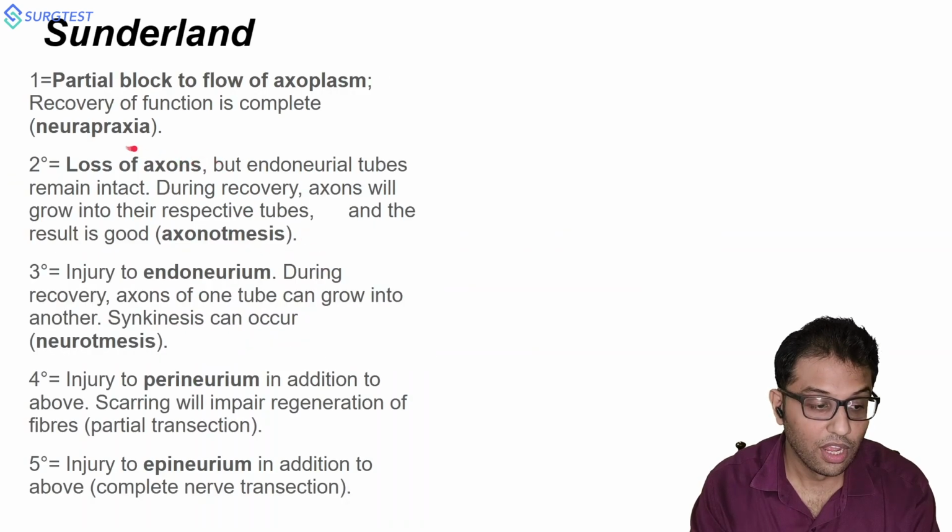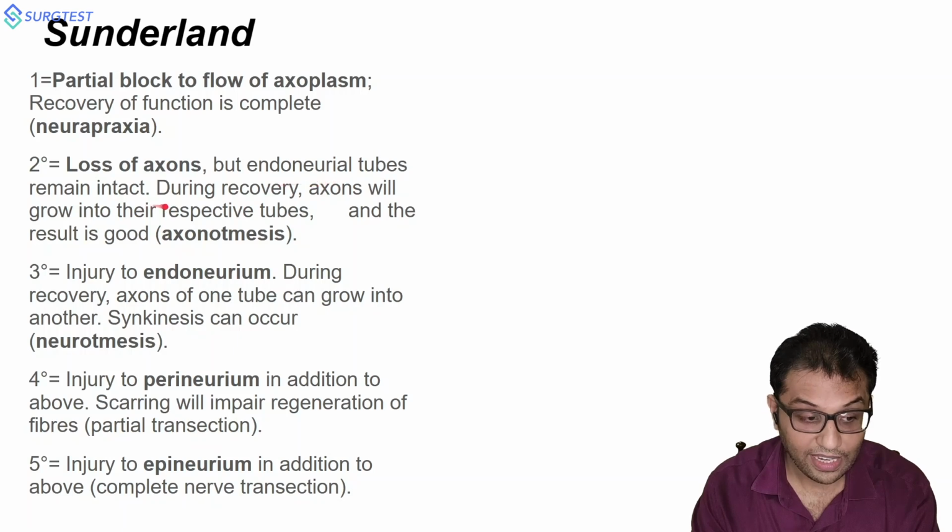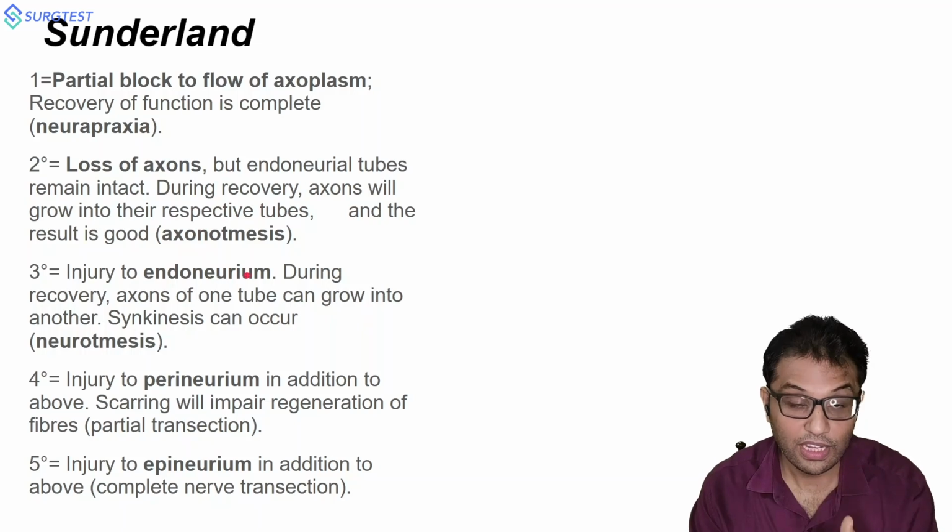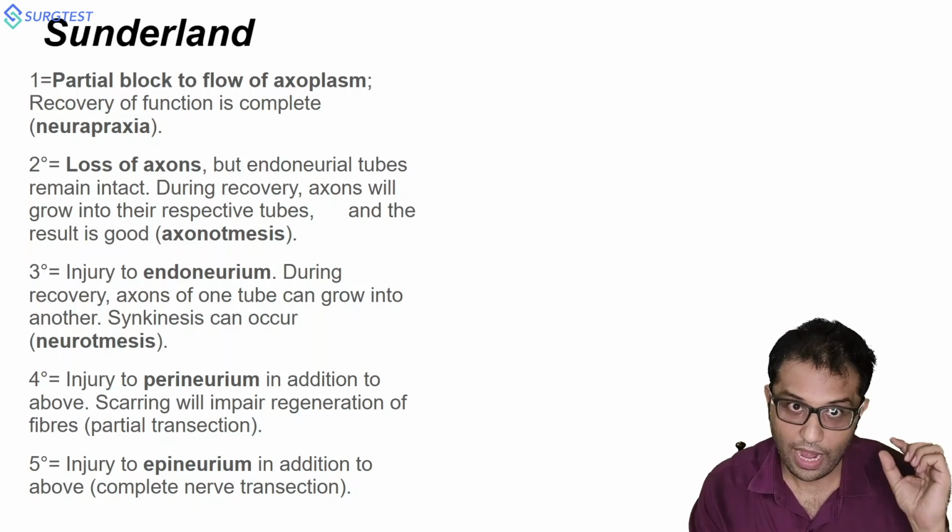As I already told, neuropraxia is a partial block to the flow of axoplasm, and the recovery of function is complete in neuropraxia. There is no synkinesis. That is grade 1 of Sunderland. Then grade 2 of Sunderland is loss of axons, where injury occurs to the axon but the endoneurial tube remains intact. So during recovery, the axons grow into those respective tubes only. The result is good in axonotmesis also, because there is no cross linking and no synkinesis. There is injury to the axon, and the axons grow in that same tube of the endoneurium.